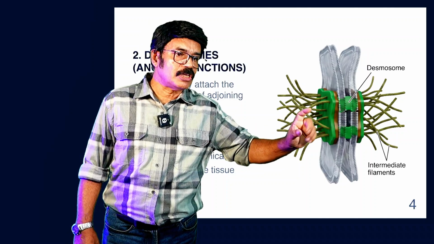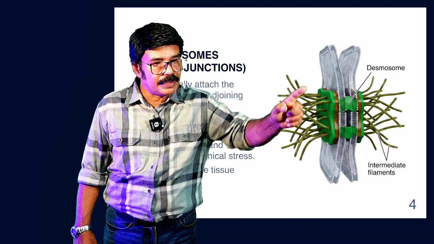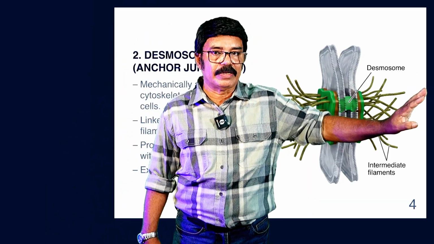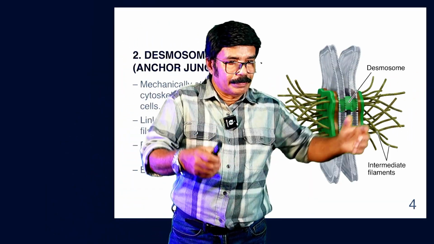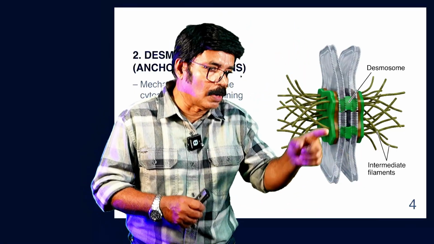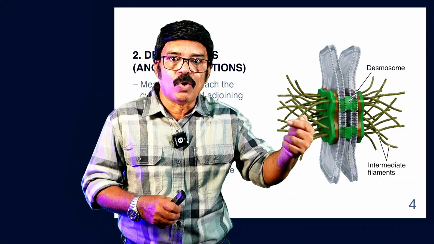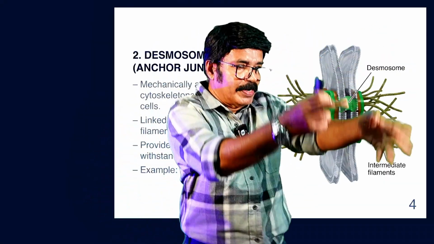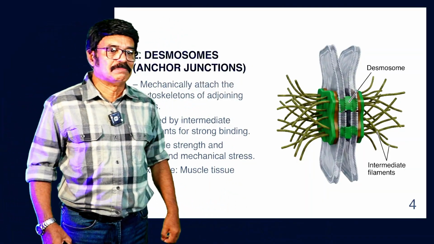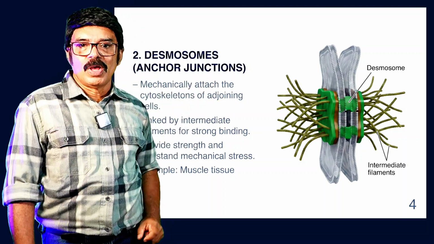However, you can see this is a desmosome. These intermediate filaments are of this cell, and these filaments are of the other, neighboring cell. As you can see, they are horizontal, but vertically, even the intermediate filaments come. This is really a complex structure. This is an illustration to show you what's happening.